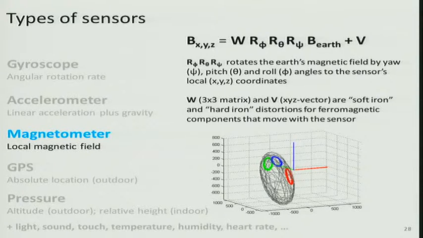And then, because the magnetic field is really weak, we always have other ferromagnetic materials near the sensor that contribute their own magnetic field, and those have these 2 distortion terms, W and V, for hard iron and soft iron, and that gives the total field that we read from our sensor.